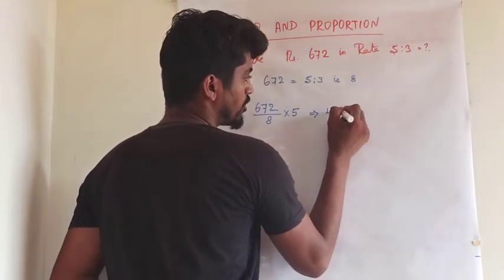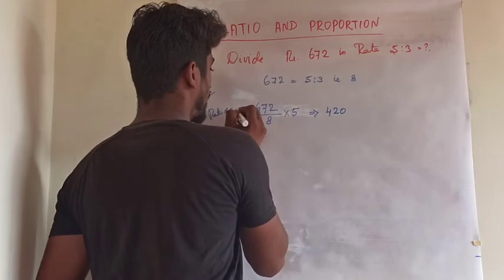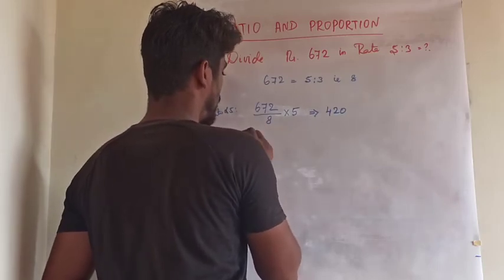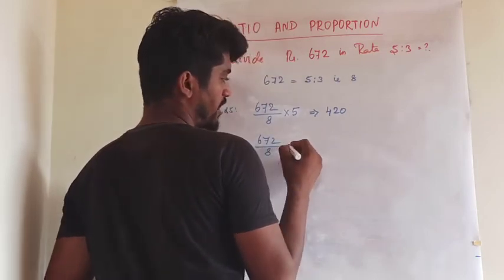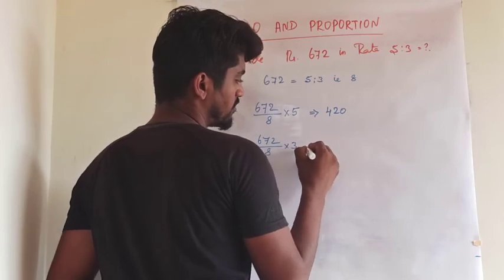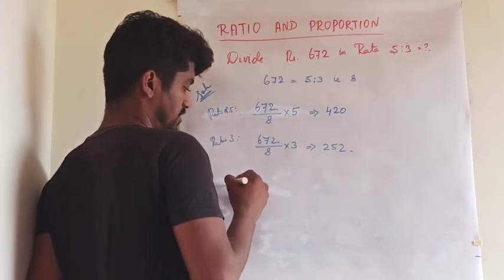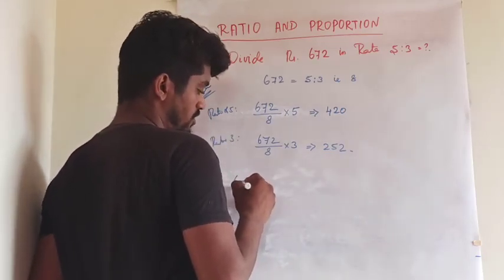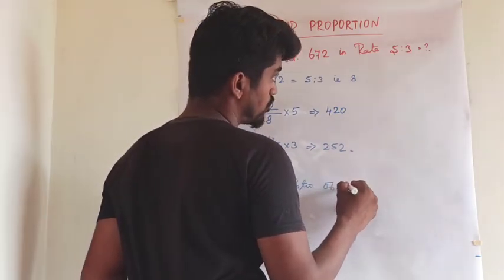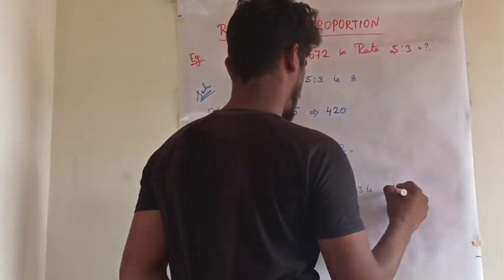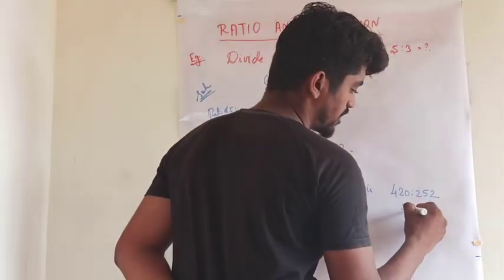It is 420 for the ratio of 5. Then we have to find the share for the ratio of 3. 672 divided by 8 gives 1 unit, so we divide by 8 and multiply with 3. We get the value 252. Hence the division of 672 in the ratio of 5:3 is 420:252, which is in the ratio of 5:3.